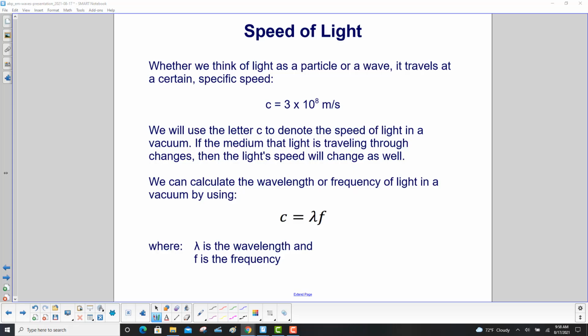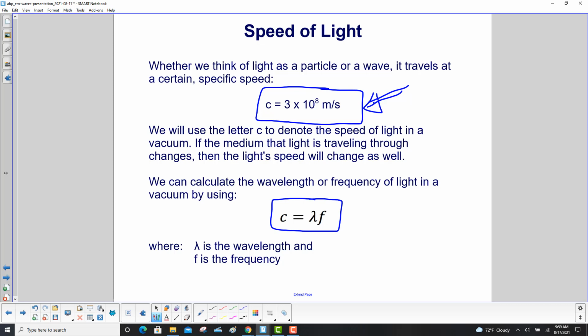Whether we think of light as a particle or a wave, it travels at a certain specific speed, 3 × 10⁸ meters per second. Actually, it's 2.99792458, etc. times 10⁸ meters per second, but it rounds off very nicely to a 3 here. We use the letter C to denote the speed of light in a vacuum. If the medium that light is traveling through changes, then the light speed will change as well. And we can calculate the wavelength or frequency of light in a vacuum by using this equation here. C is equal to lambda, which is the wavelength, times F, which is the frequency.